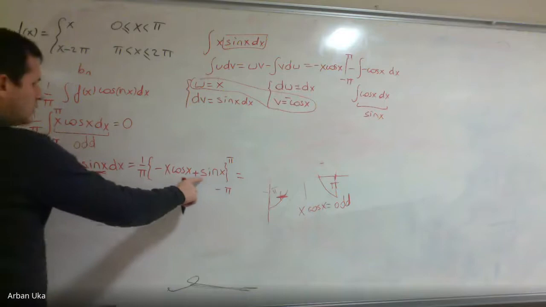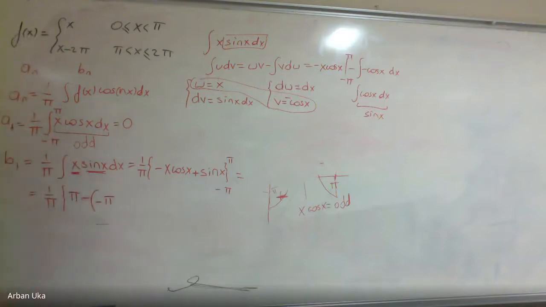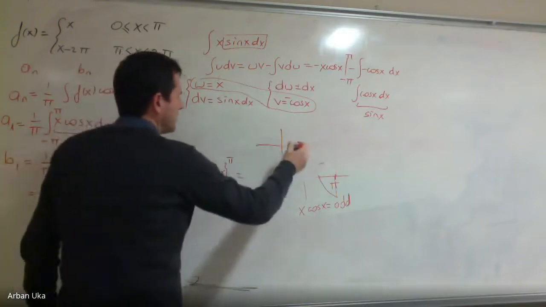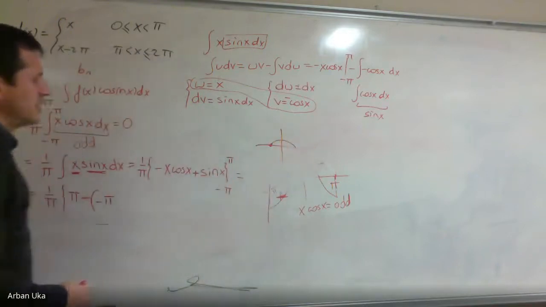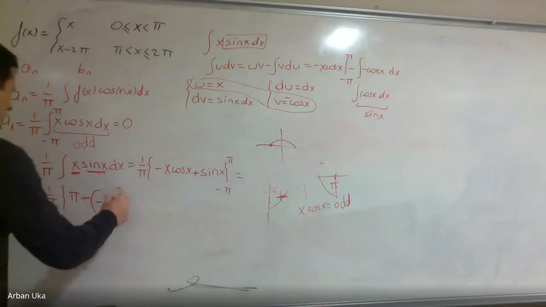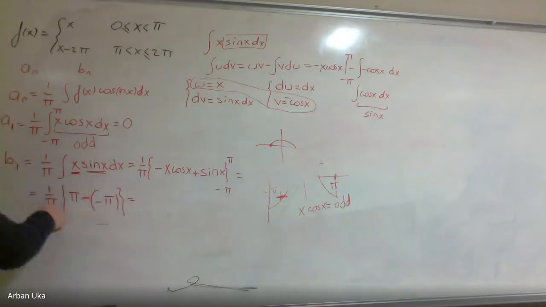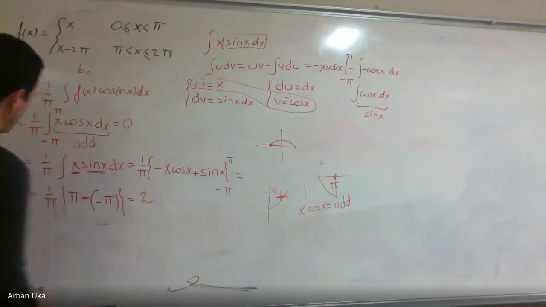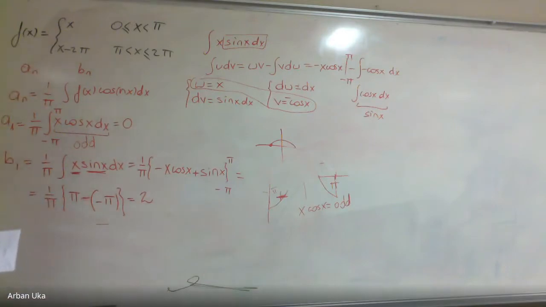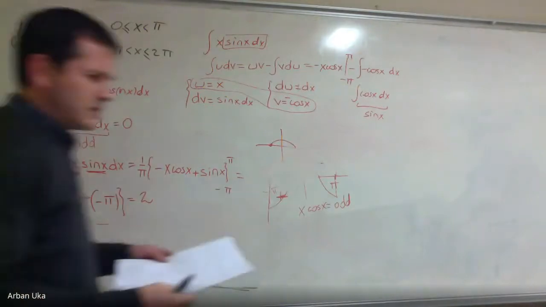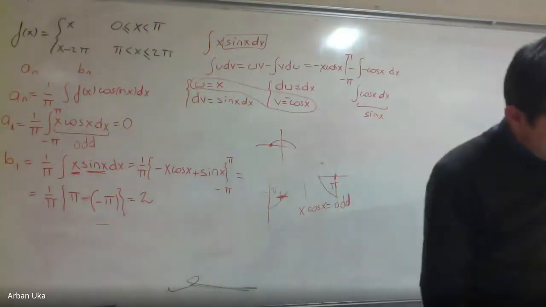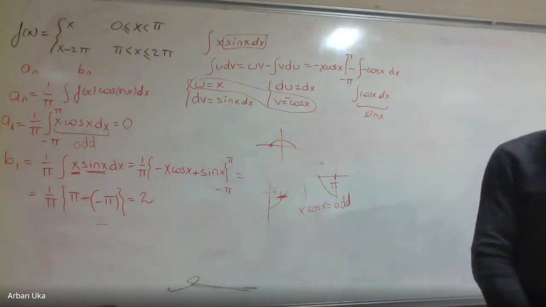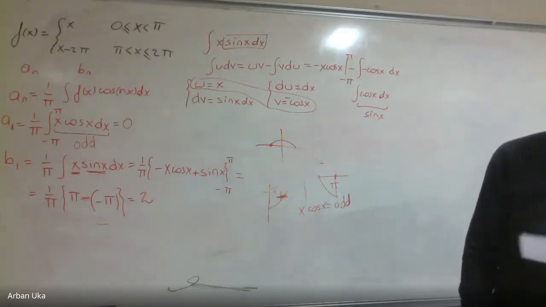Then we have here plus sine of minus pi. Sine at this point is equal to 0. So finally, this is equal to 2 pi. Apparently we get 2. So B1 is simply a number which is equal to 2. So this is how we can determine one of the values.